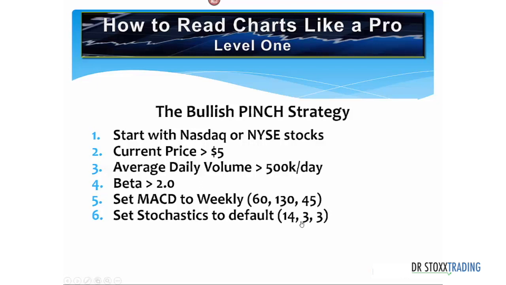And then a lot of your stochastics reads in your charting packages will have another 3 here. I'm not sure why it's there, but it is. Just ignore that. And then we're going to set our stochastics lines to 80 and 20. In some of your charting packages, that's set by default, but otherwise you'd have to set that by hand.